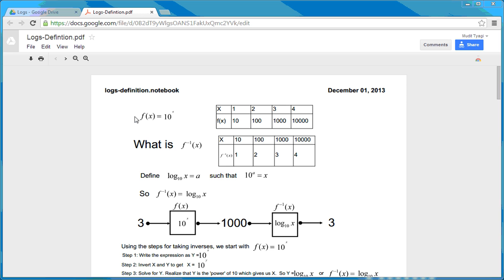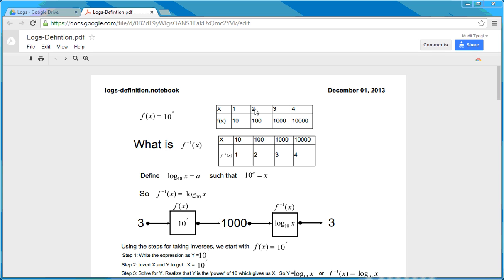And let's see what values this function takes as we input different values of x. So when x is equal to 1, f of x, which would be 10 to the x, so since we're inputting x equal to 1, it would be 10 to the power of 1. So f of x would be 10.